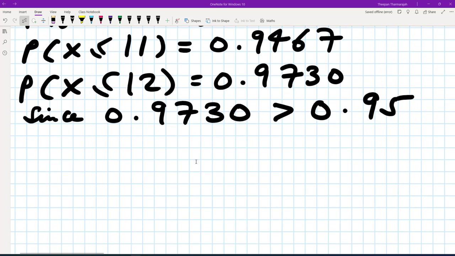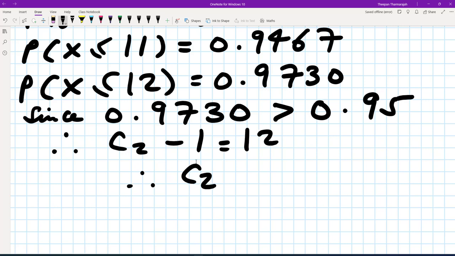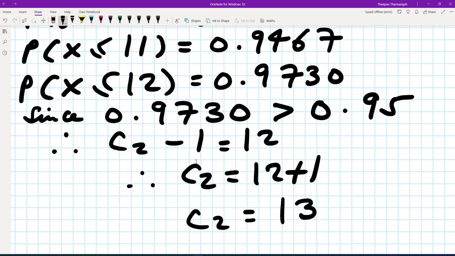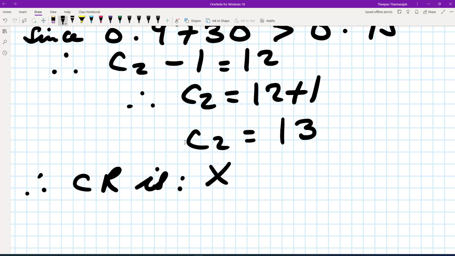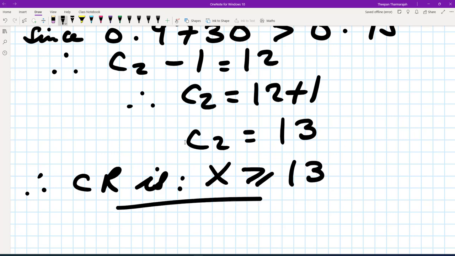So therefore C2 minus 1 is 12. So we can say therefore C2 is 12 plus 1. C2 is 13. Therefore, the critical region is X is greater than or equal to 13. So that's the required critical region.